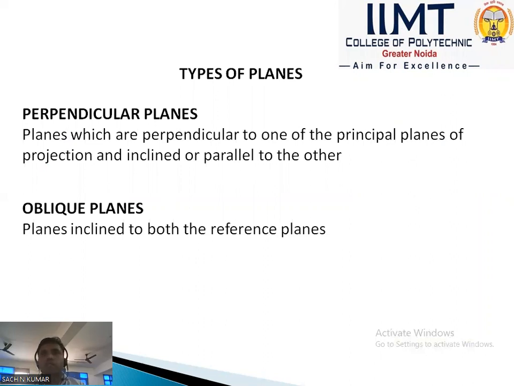A vertical line means perpendicular to HP and parallel to VP. In the case of a horizontal line, it is perpendicular to VP and parallel to HP. An inclined line is inclined to both the planes in the same way.